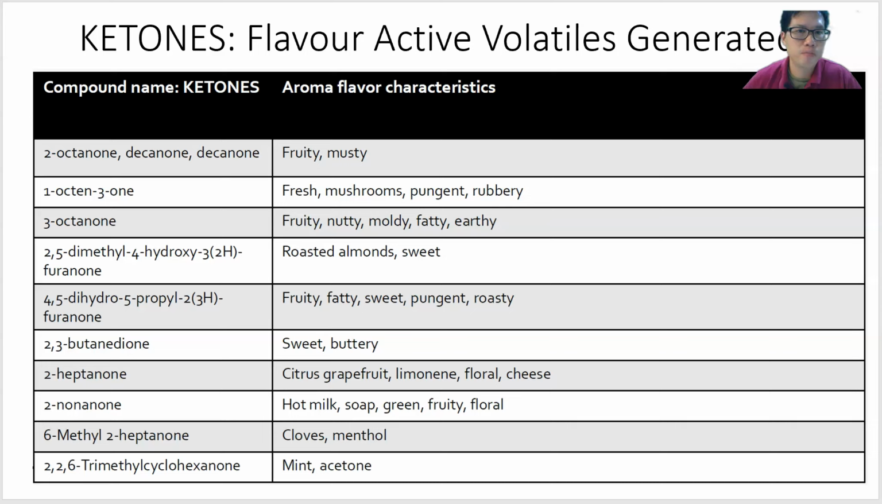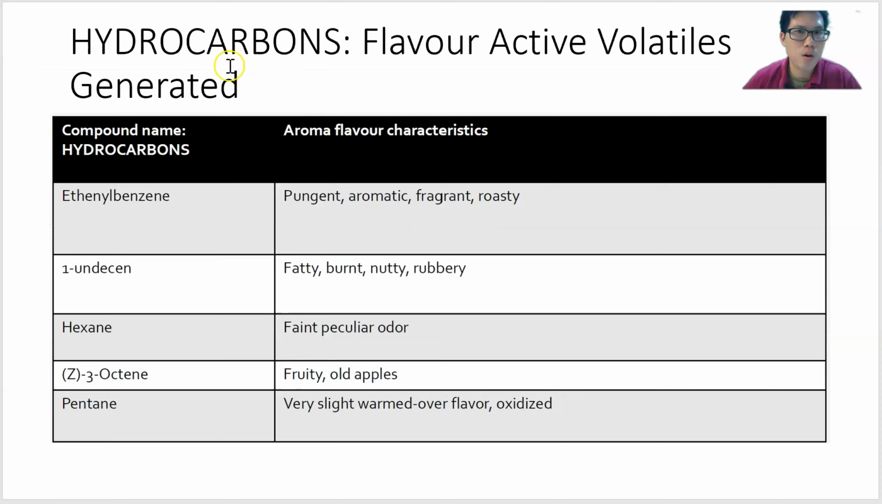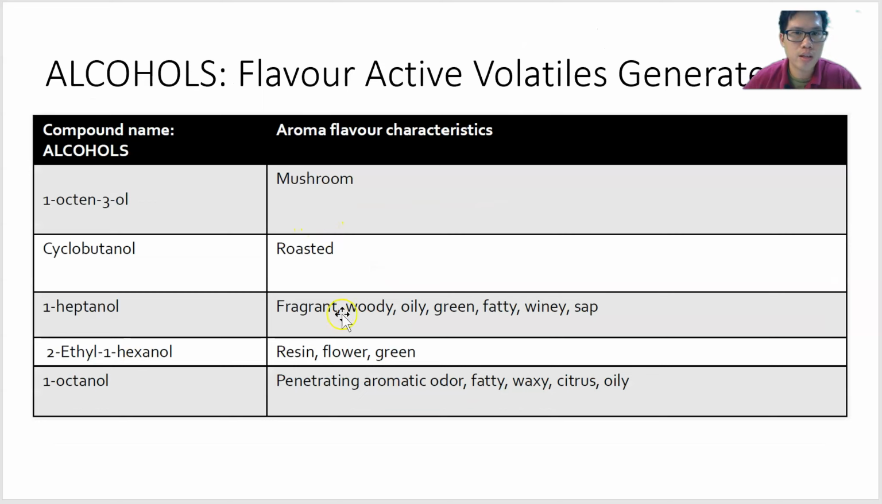Ketones, you can see there are a lot of components, like this one gives you a roasted almond sweet taste and so forth. Then you have alcohols, which give you different types of flavors and so forth. All these flavors you do not need to remember. You just need to know how these are linked: aldehydes, ketones, hydrocarbons, and alcohols can give you different types of aroma or taste.